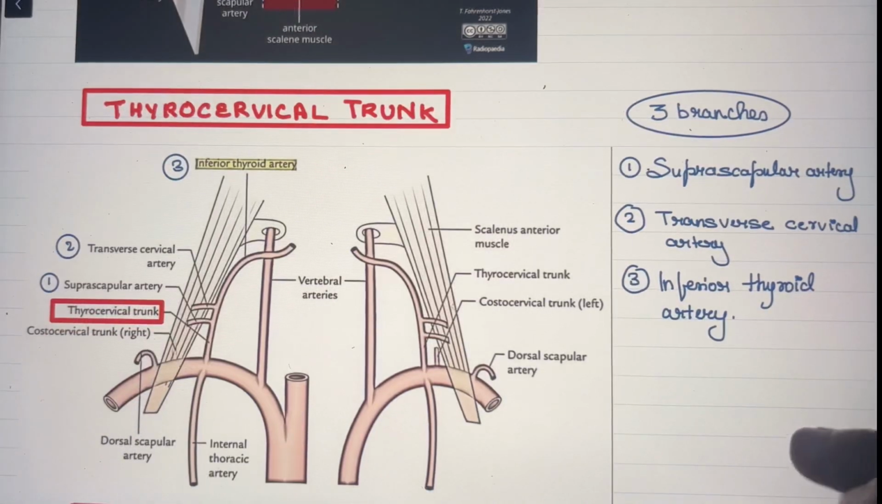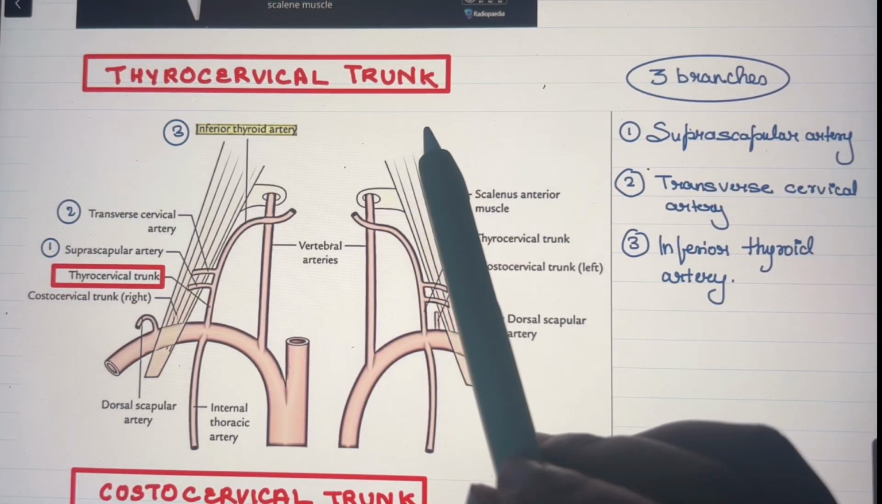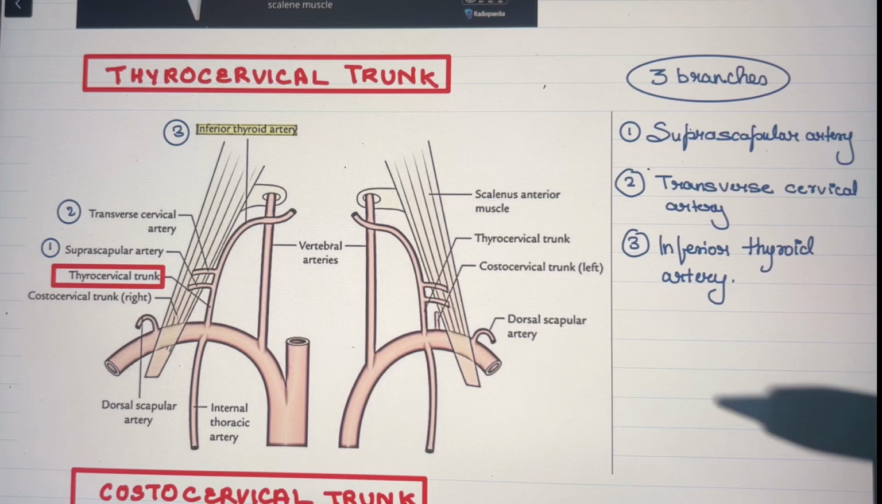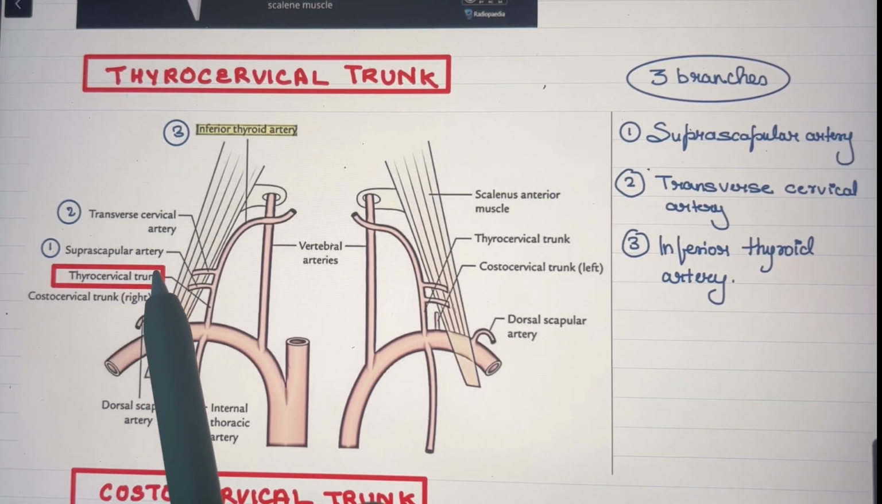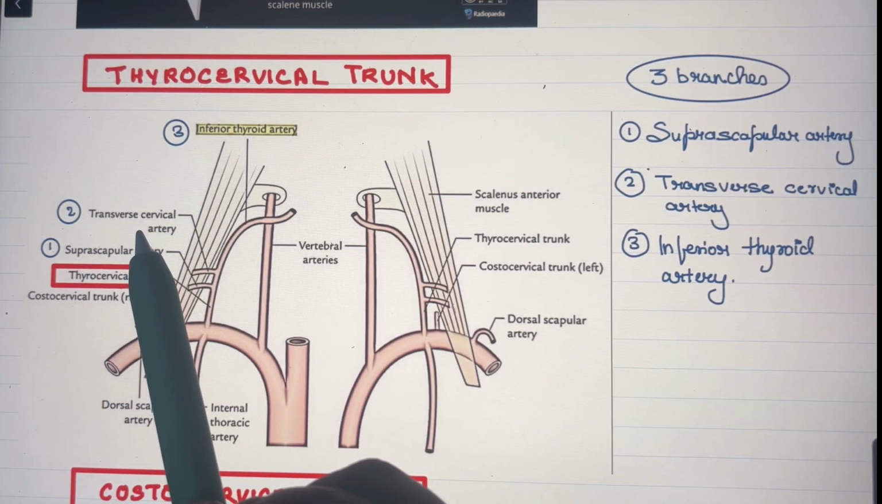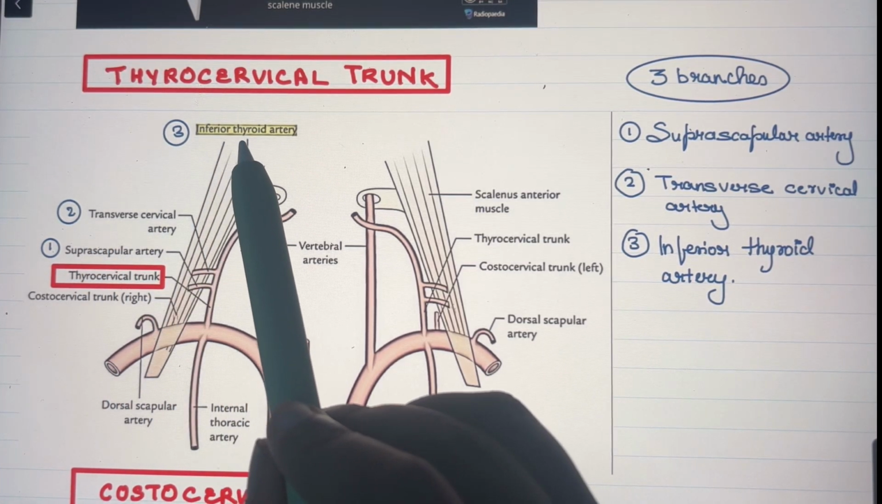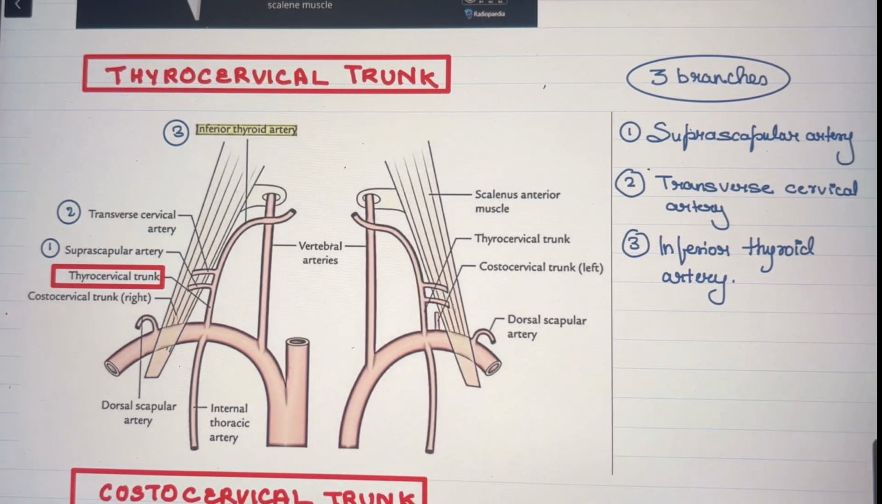The thyrocervical trunk. The thyrocervical trunk, as I have said, is from the first part of the subclavian artery and has three branches. Number one is the suprascapular artery, number two is the transverse cervical artery, and number three is the inferior thyroid artery, which supplies the thyroid gland.